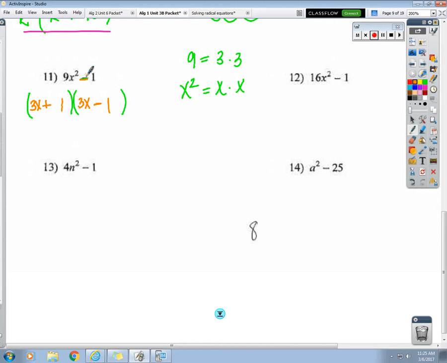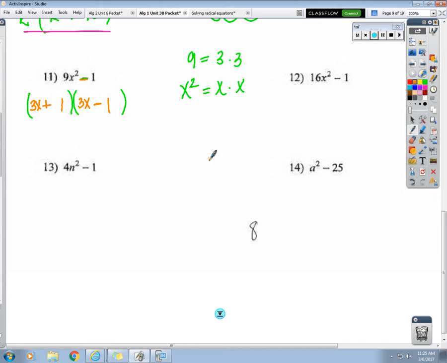Well, yeah, but I mean, because think about it. To get this to end up being minus 1, don't you have to have a positive 1 and a negative 1 multiplied? Okay, no, that's why I didn't teach that first.